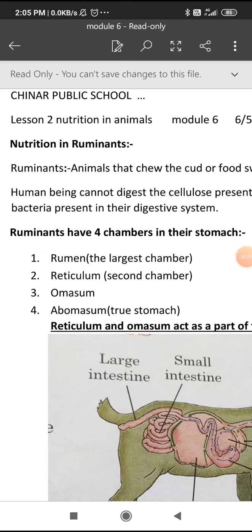Friends, continue with lesson number 2, nutrition in animals. Today we'll be doing module 6. In that, we are doing nutrition in ruminants.